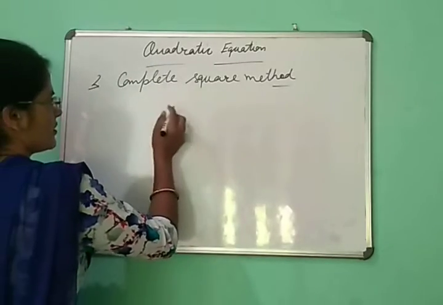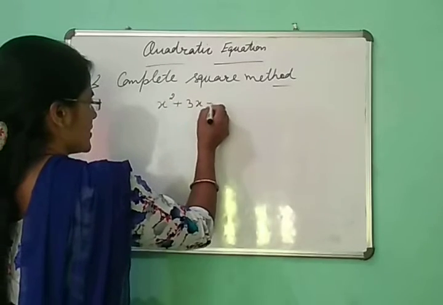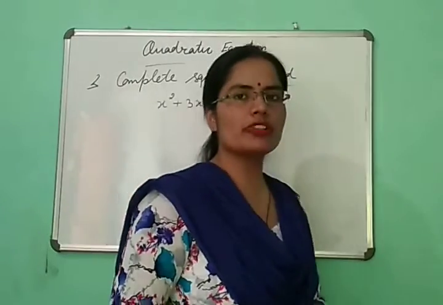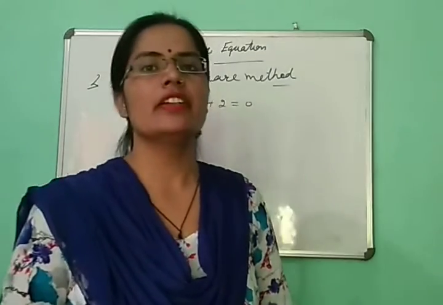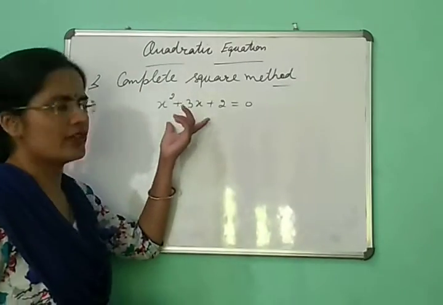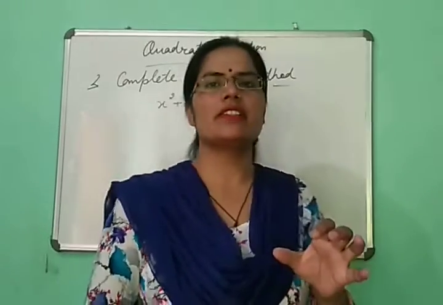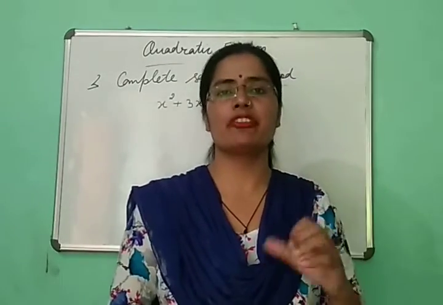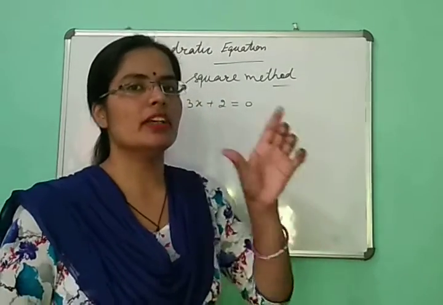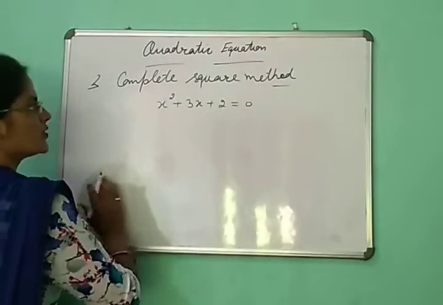So let us take one quadratic equation, x square plus 3x plus 2. This is a quadratic equation. We can solve it with any method if none is mentioned in our exam. Today we will solve it by the complete square method. By its name we can understand what we have to do: we have to make a number into a complete square.